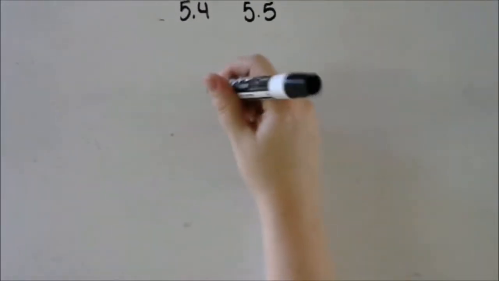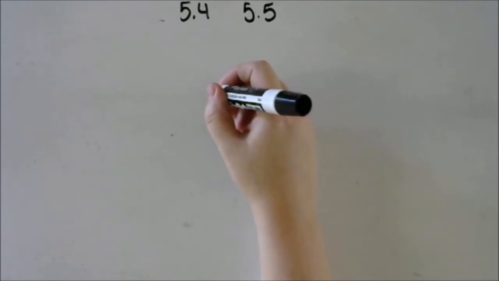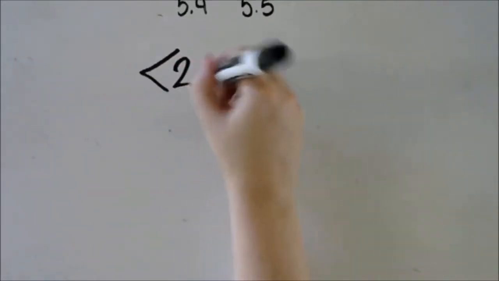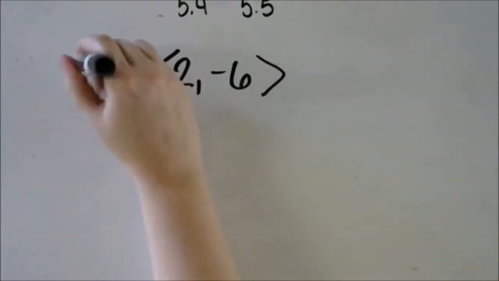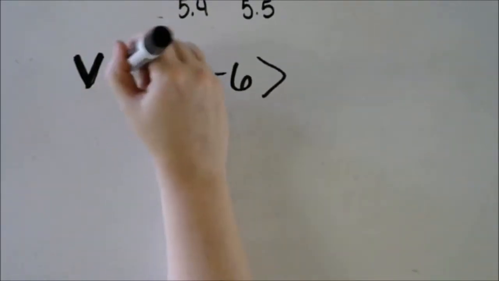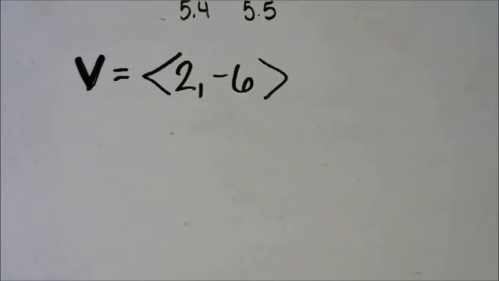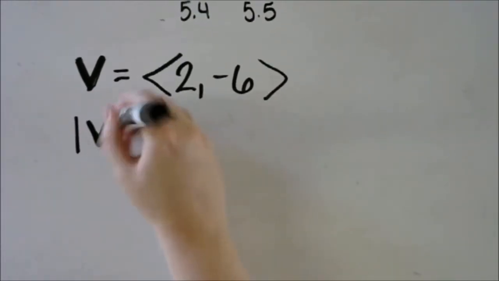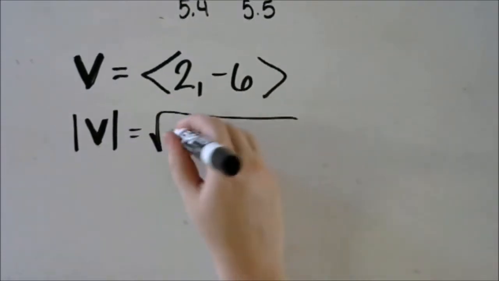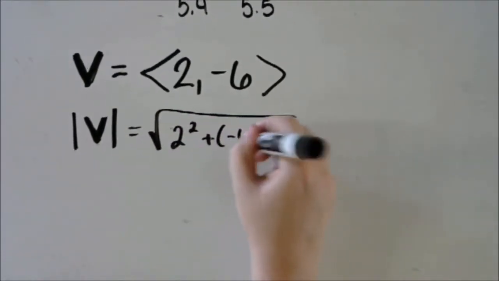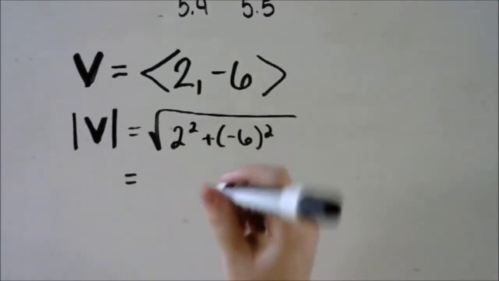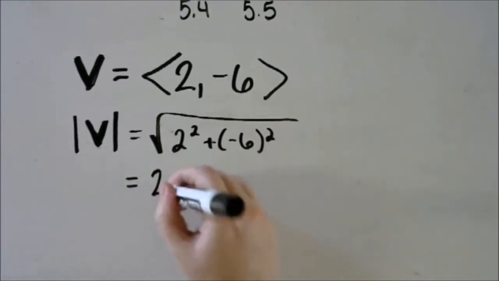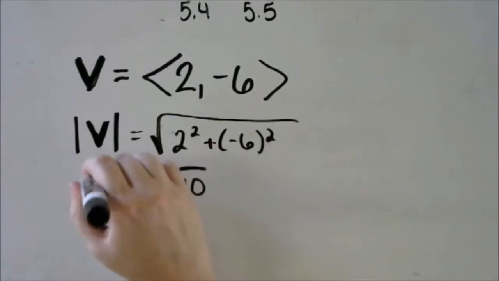So consider a vector ⟨2, -6⟩, and we'll call it v again using the bold. How can I find the magnitude and the direction of this vector? Well, the magnitude is my Pythagorean theorem. So the magnitude of this vector is the square root of 40, or 2 square root of 10.